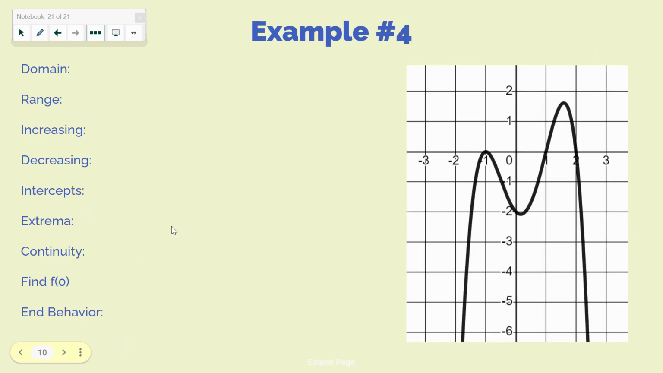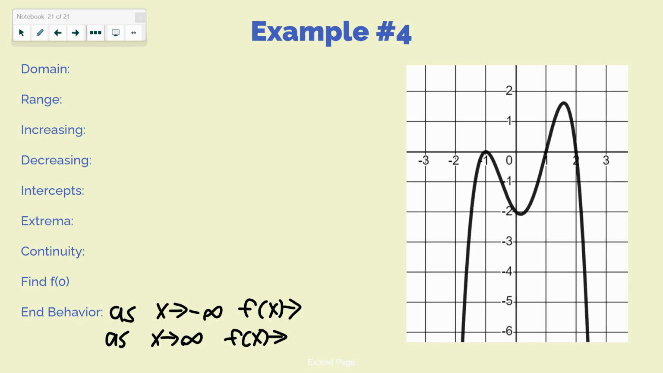All right, you guys, look at our next polynomial and start working on it. All right, guys, let's do it.